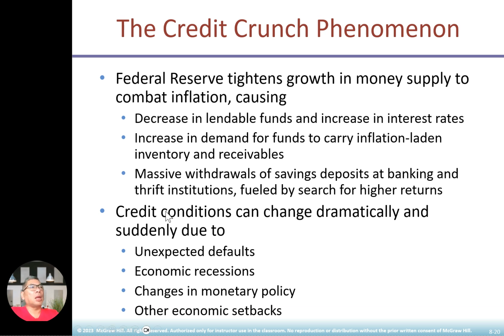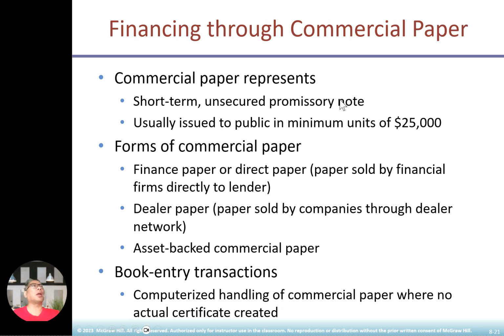The credit condition can change dramatically and suddenly due to unexpected default, economic recession, changes in monetary policy, as well as other economic setbacks. In terms of commercial paper financing, commercial paper is used to represent short-term unsecured promissory notes, usually issued to the public at a minimum of $25,000. So this is the standard practice for doing commercial paper for any company.